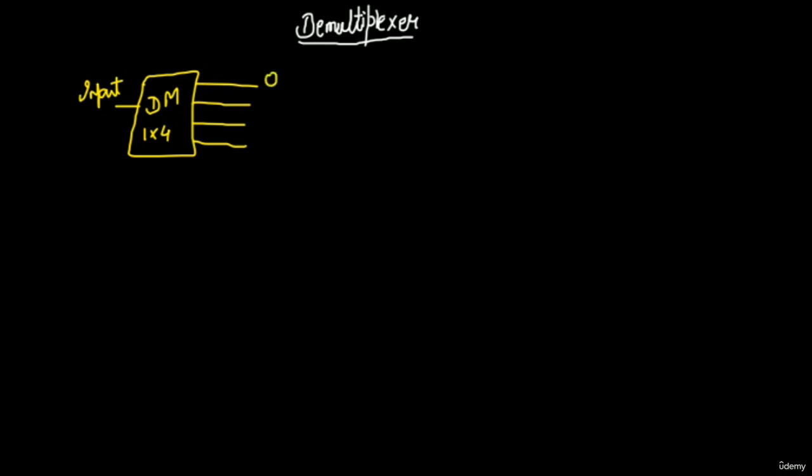There is only one input and possibly many outputs. I am drawing four for our convenience and studying purposes. So it is 1 cross 4 and this is the demultiplexer. So this is gonna be our input and these are gonna be our outputs. So I am going to write O1, O2, O3 and finally O4. So this is the IC representation of the demultiplexer.